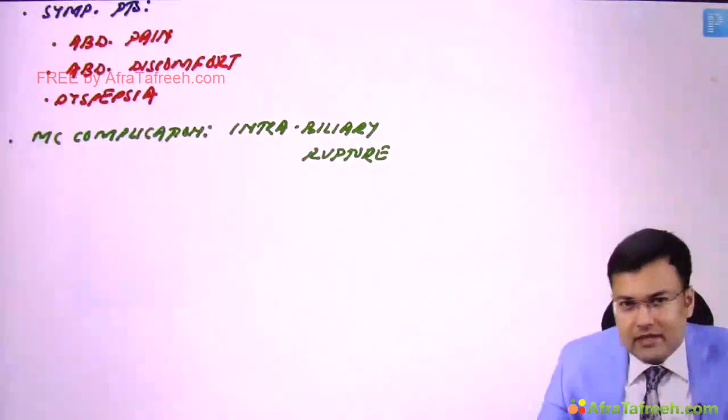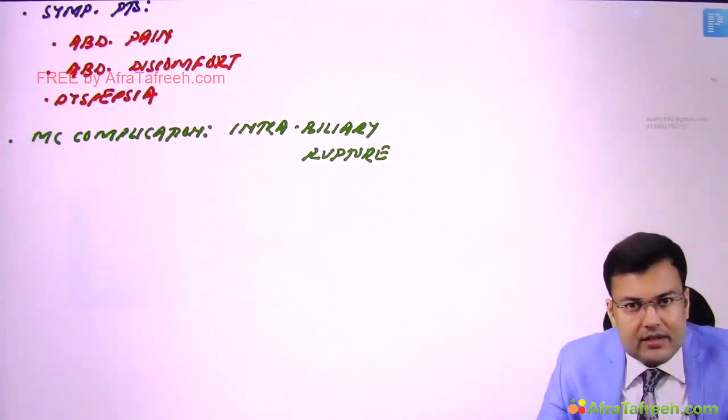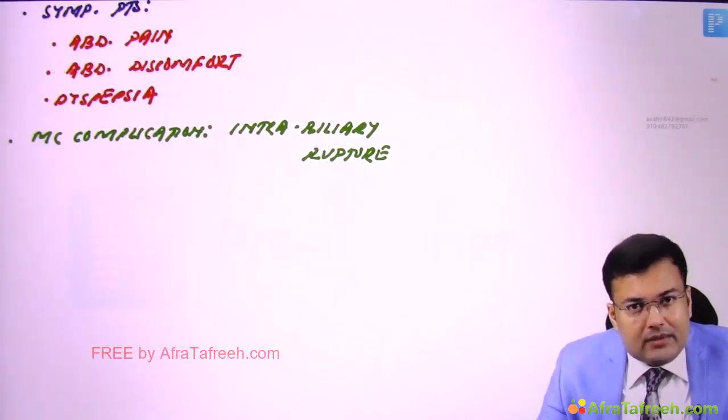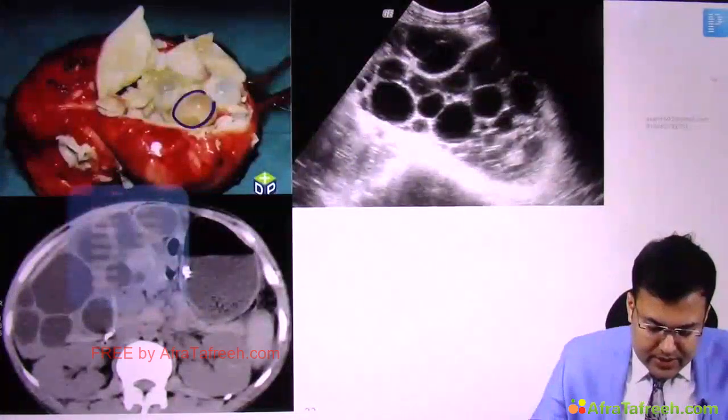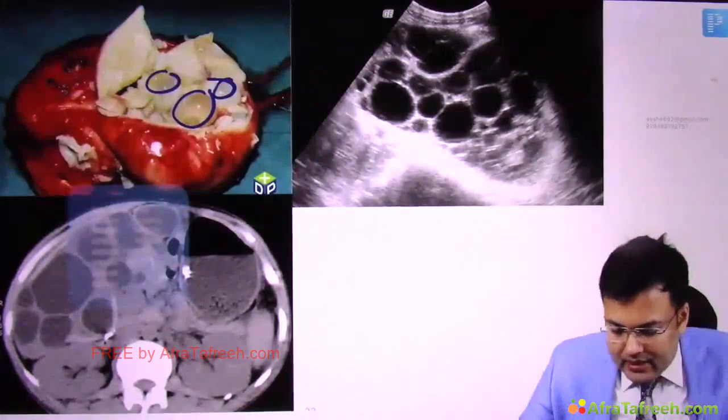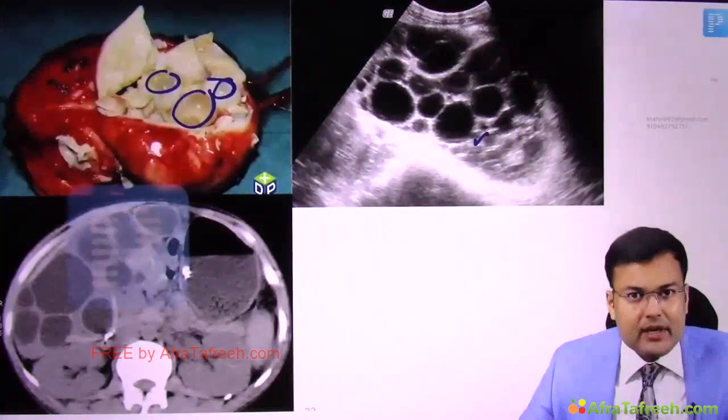Now the pattern of investigation is the same here. First investigation done is ultrasound. Diagnosis is highly suggested by ultrasound or CT. Sometimes an image-based question is asked on the basis of ultrasound or CT findings. So here you can see this is the gross appearance. You can see multiple cysts inside, and this is the ultrasound finding, and this is the CT finding, right?